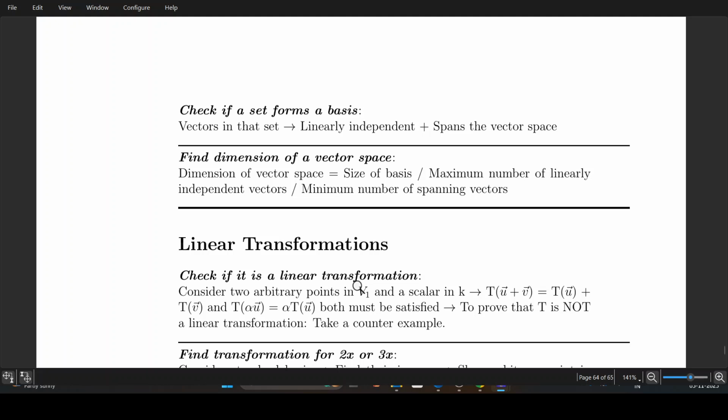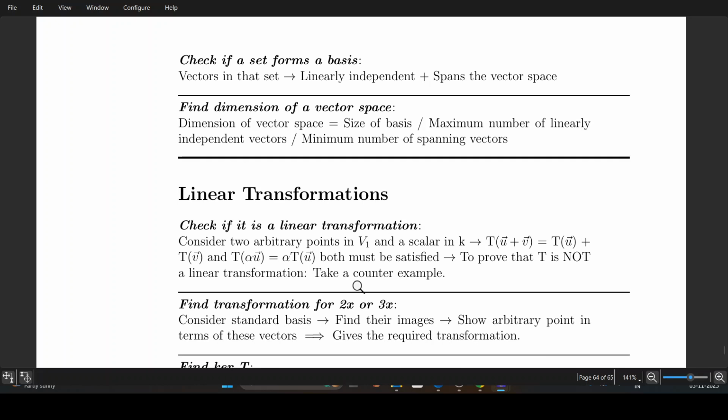And an easy method of showing that it is not a linear transformation is to just take a counterexample, right? Instead of doing the entire process for both the conditions. I mean, you can just know by looking at the transformation whether it is a linear transformation or not. Like, if there is x1 times x2, then it is obviously not a linear transformation, right?